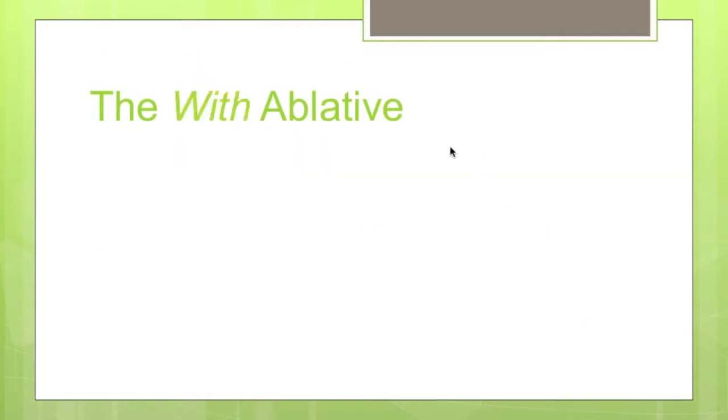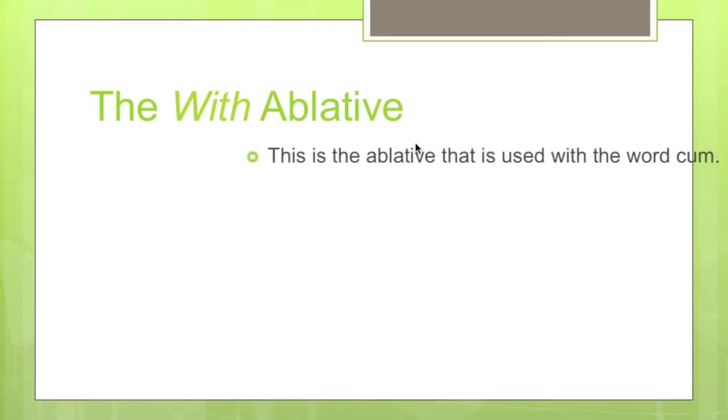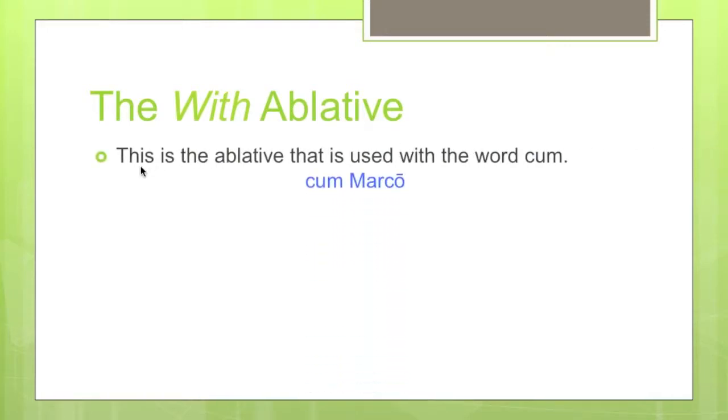Let's talk about the with ablative for a moment, which technically speaking in Indo-European is called the associative instrumental case. This is the ablative that is used with the word cum. For instance, when you say cum Marco, there is a meaning of with in this ablative in this case. So this is a good example of the with ablative.